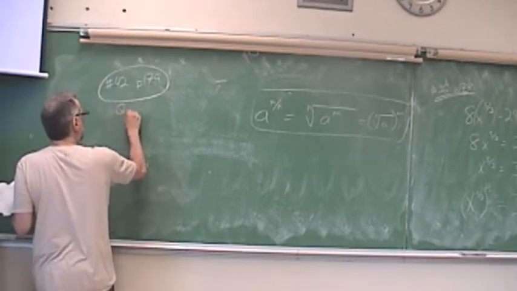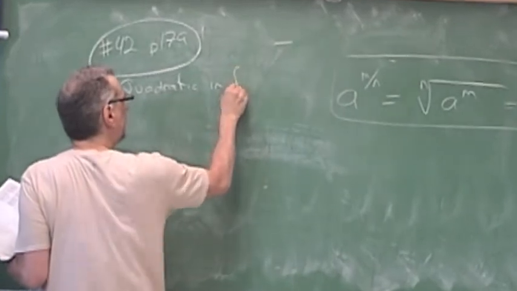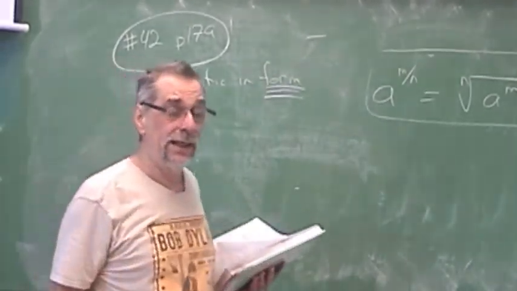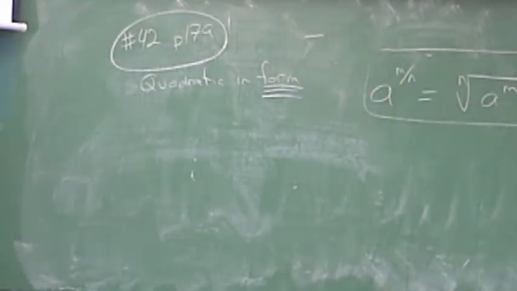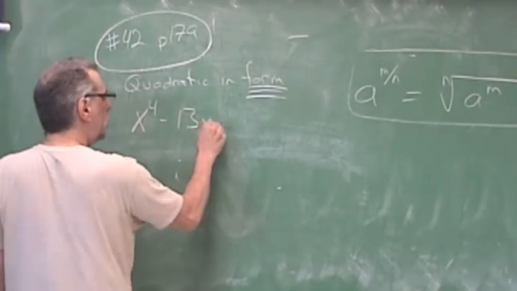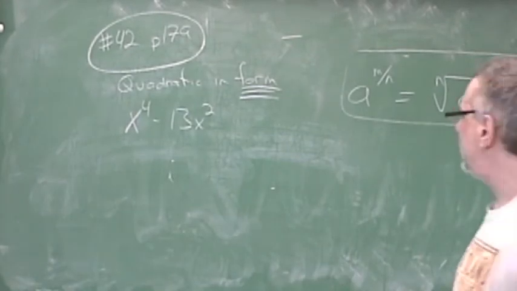And this is an example of an equation that is quadratic in form, which means it's not exactly like the ones we looked at earlier, but it can be changed so that we can look at it that way. So we said number 42, x to the 4th minus 13x squared plus 36 equals 0.